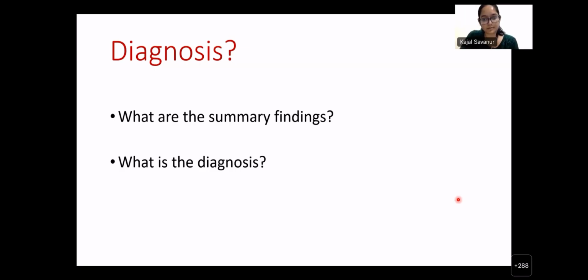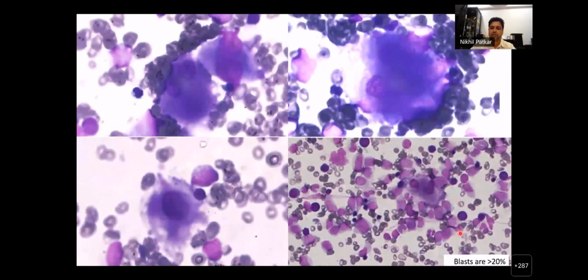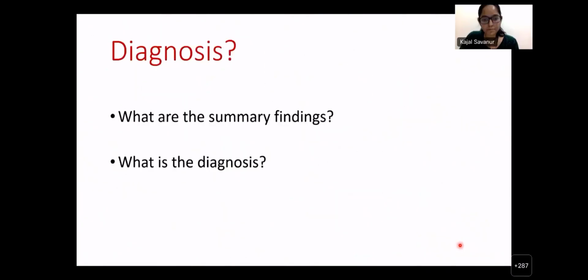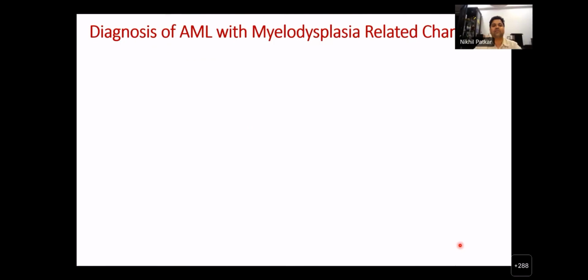So what do you think is the diagnosis? Sir, it could be myelodysplastic syndrome. If this is myelodysplastic syndrome, what do you think is happening here? Just in this particular picture, I think I can count 20 blasts. At least 10, 15. So blasts are more than 20%. So would you like to revise your diagnosis? Sir, myelodysplasia with AML. So AML with myelodysplasia related changes, right? Yes. The diagnosis is AML with myelodysplasia related changes.